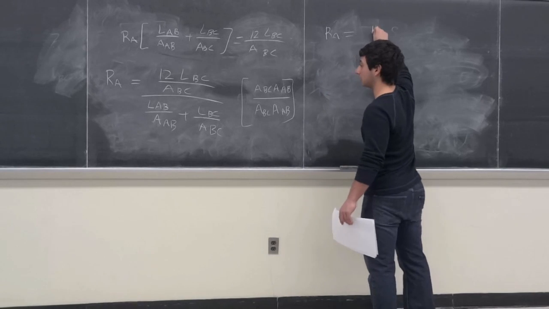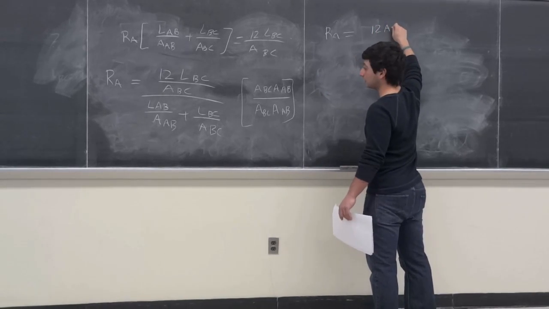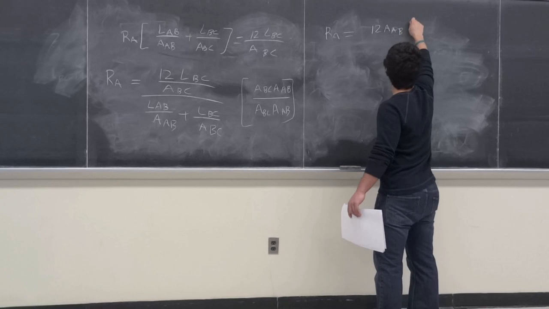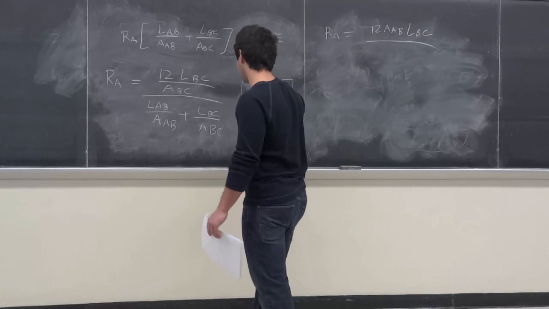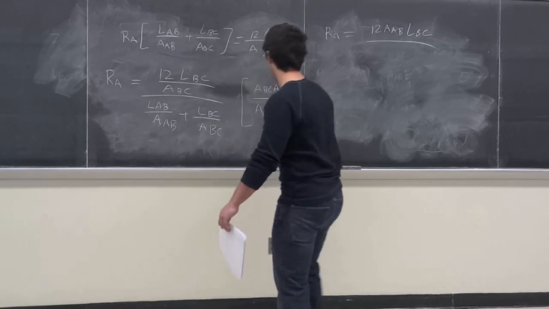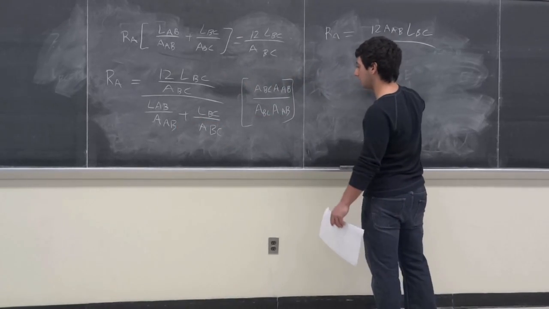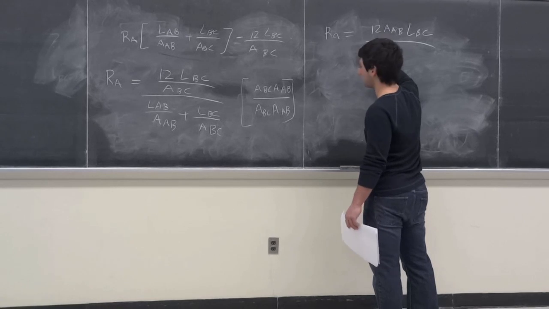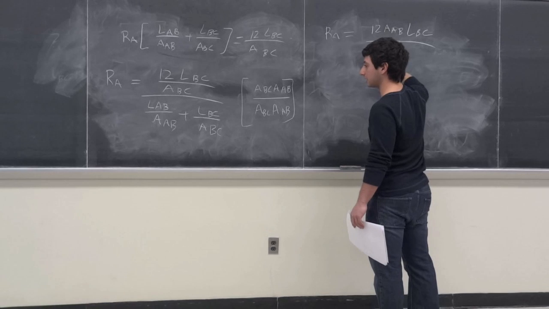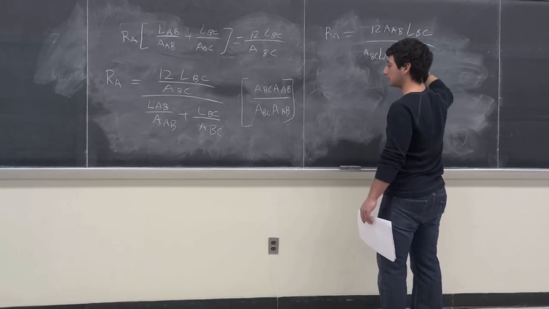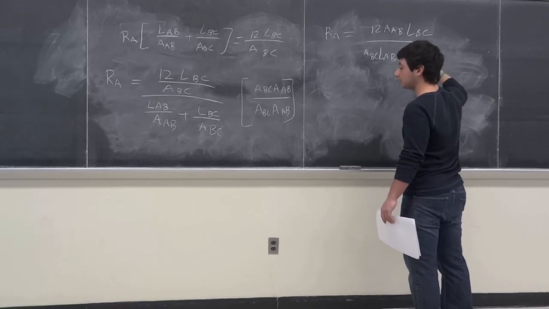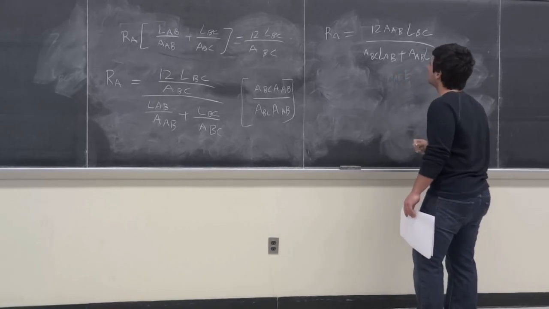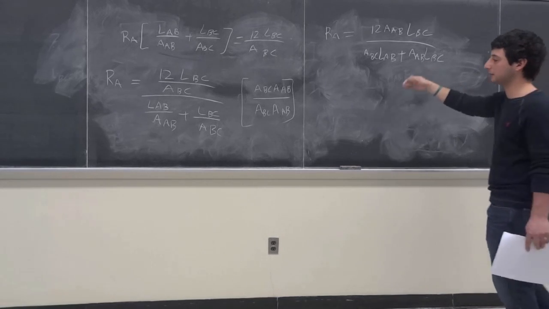so what do you get on top? You get 12 AAB times LBC divided by, and this one is going to cancel, this one's going to cancel this one, and this one's going to cancel that one. So what do you have? You have ABC times LAB plus AAB times LBC. Okay? All right, so that's a little more simplified.